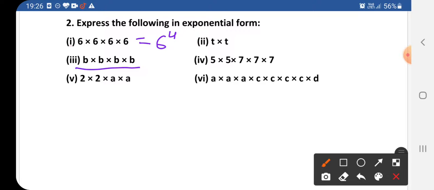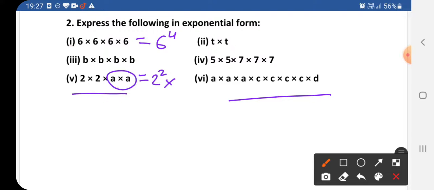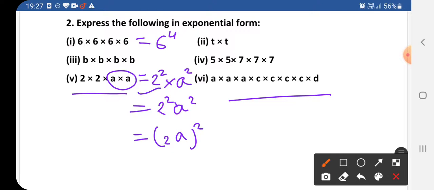I am just going to do 2 more. Here 2 is multiplied 2 times, and a is again twice. So we will write here separately. For this it will be 2 square into a square. You can't multiply these two together, or simply you can write 2 square a square, and hence in both there is a square, so you can simply write (2a) whole square. All three are correct.